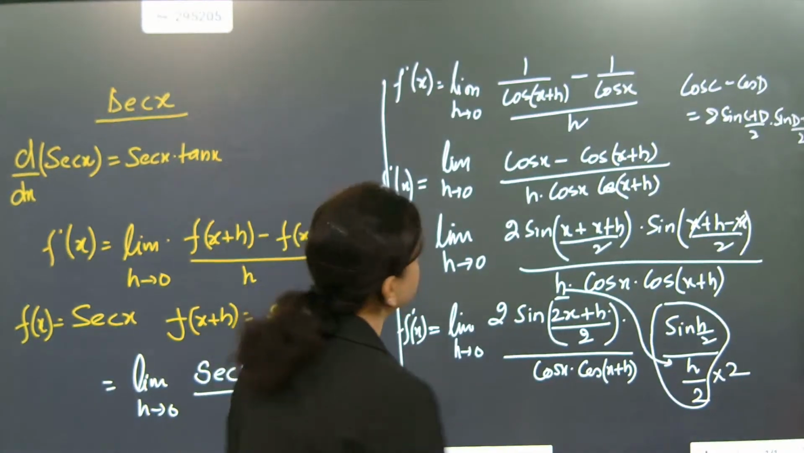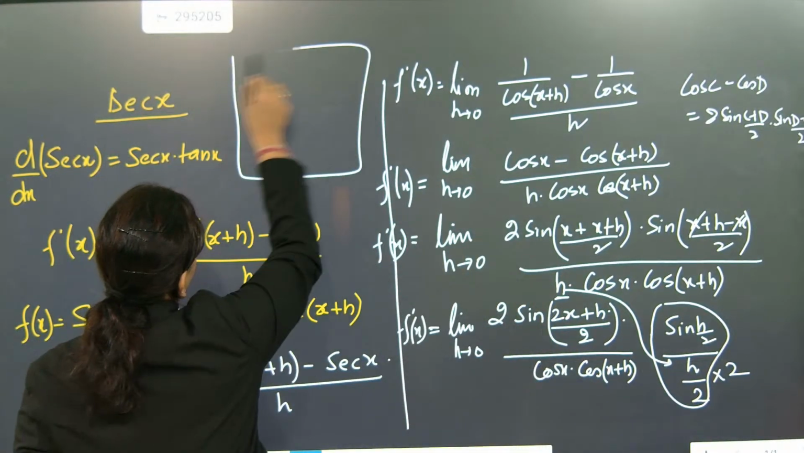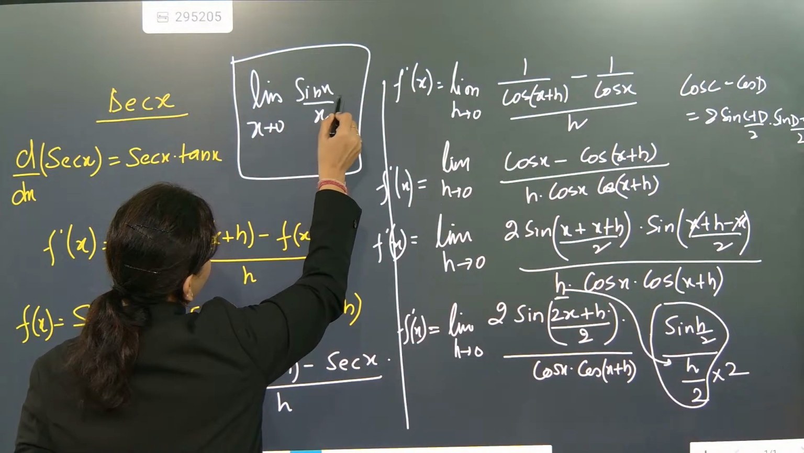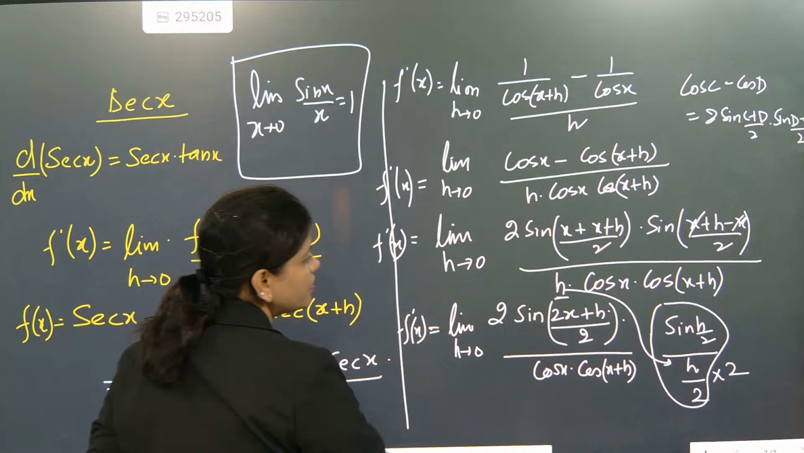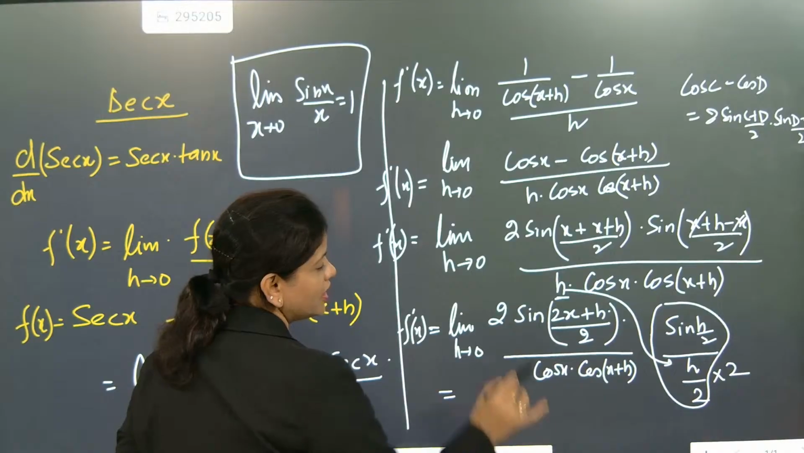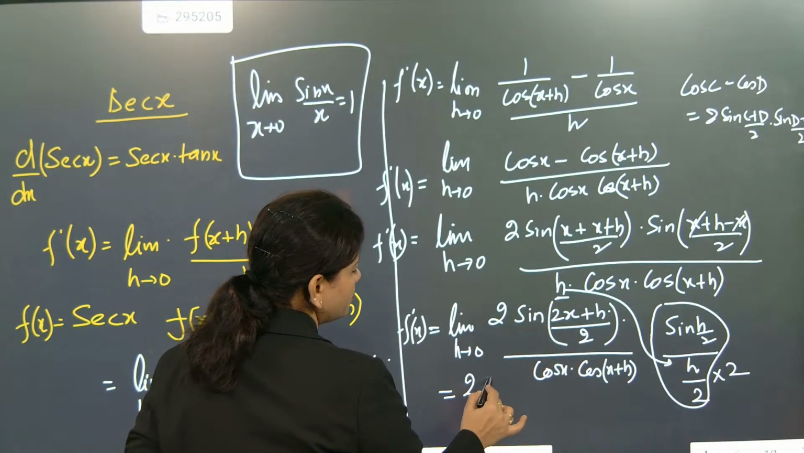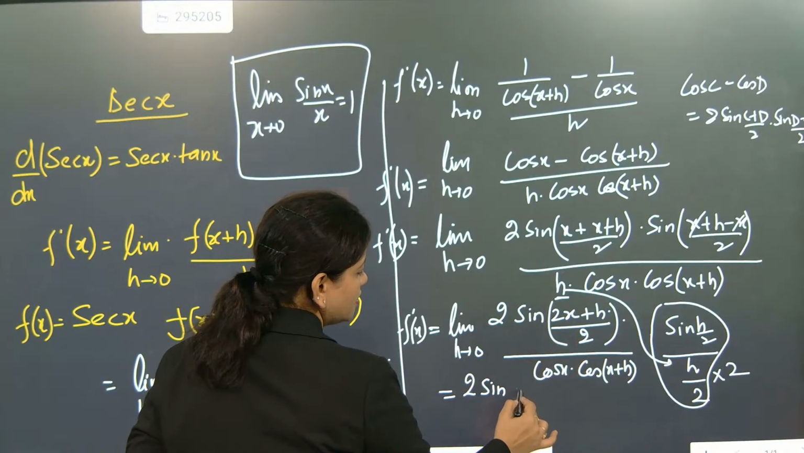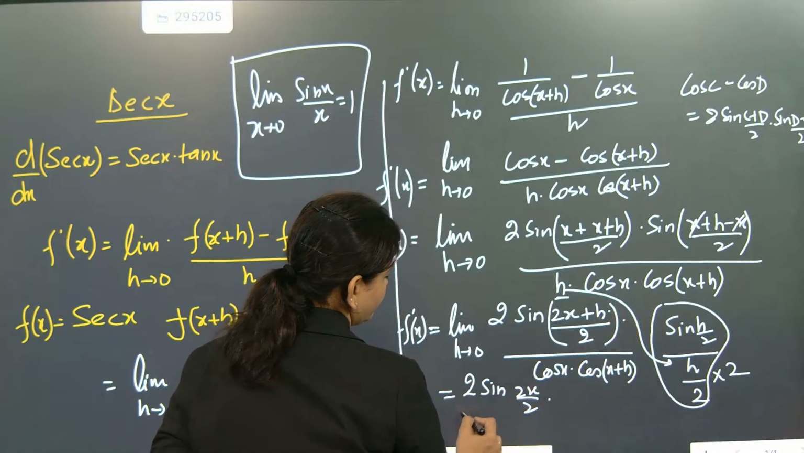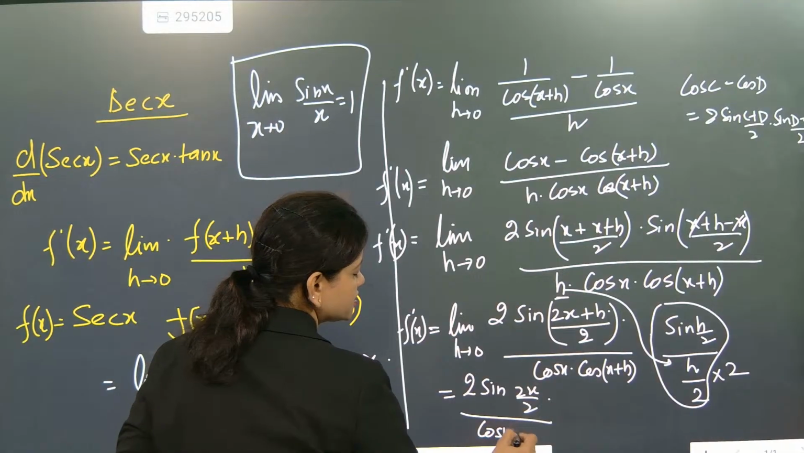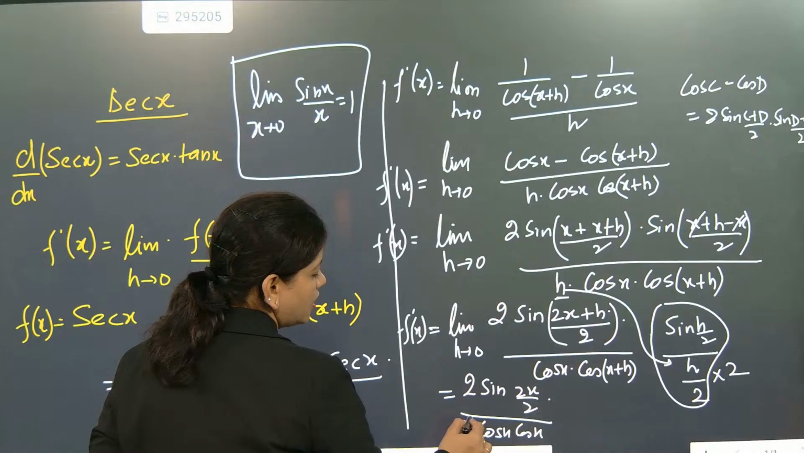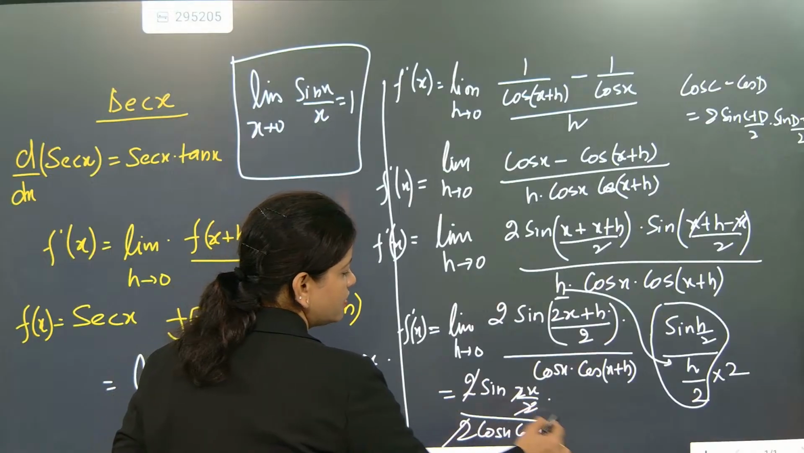Why? Because we know one formula. Here I am writing that formula: limit x tends to 0, sine of x by x is equal to 1. So whatever is there, h by 2 means here should also be h by 2. Now substitute h equal to 0 there. It will become 2 sine of 2x by 2, and this section is already getting 1. The denominator part will become cos x twice, and here 2 is there now. So this 2 up and the 2 down will get cancelled.